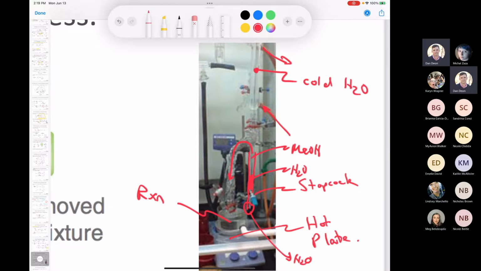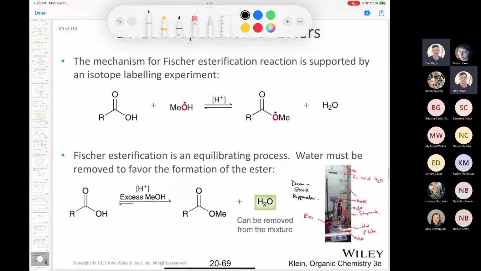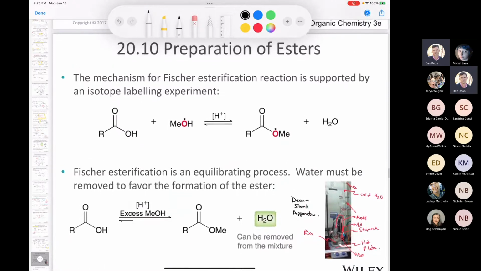Now, I'm not going to quiz you on this. It's not going to be a question on your exam. I just wanted to show you how this thing works. And if you want more information, you could Google it. It's called a Dean-Stark apparatus. I'm not sure if I spelled Stark correctly, but either way, the Dean-Stark apparatus is a very clever invention, very simple, but a very clever way to remove water. And that is how you drive the Fischer esterification forward.